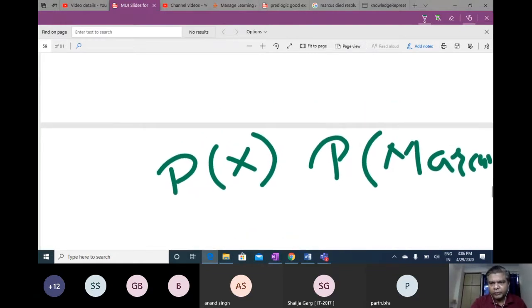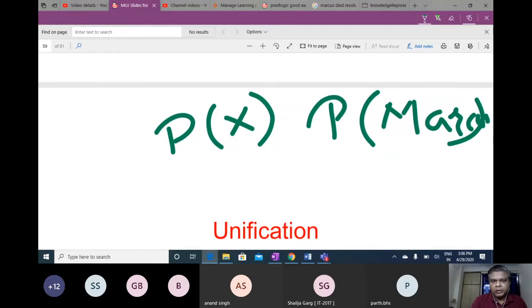Okay, so if these are the two predicates, can we match them? Can we match them? So suppose there is a statement where P(x) is present, and there is another statement where not P(Marcus) is present. Can we resolve, can we make a resolution using these two statements? That is the question. Okay, and that is the issue which we have to solve in predicate logic as compared to propositional logic.